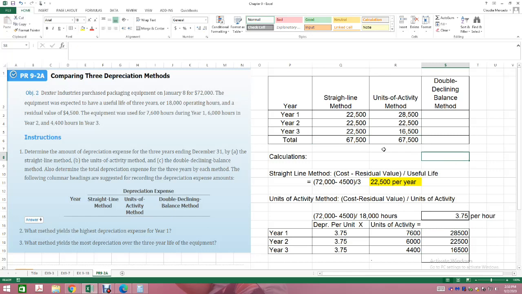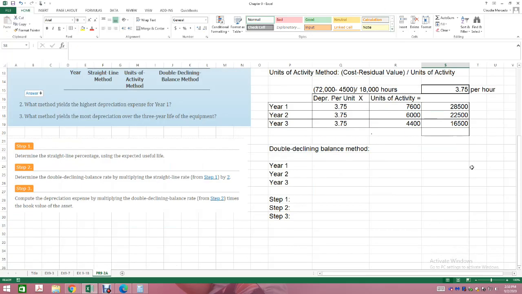Okay, now we're going to move on to the double declining balance method. That really increases the depreciation towards the beginning of the period and then trickles down or decreases the following years. So it's a very aggressive form of depreciation. So the double declining balance method.